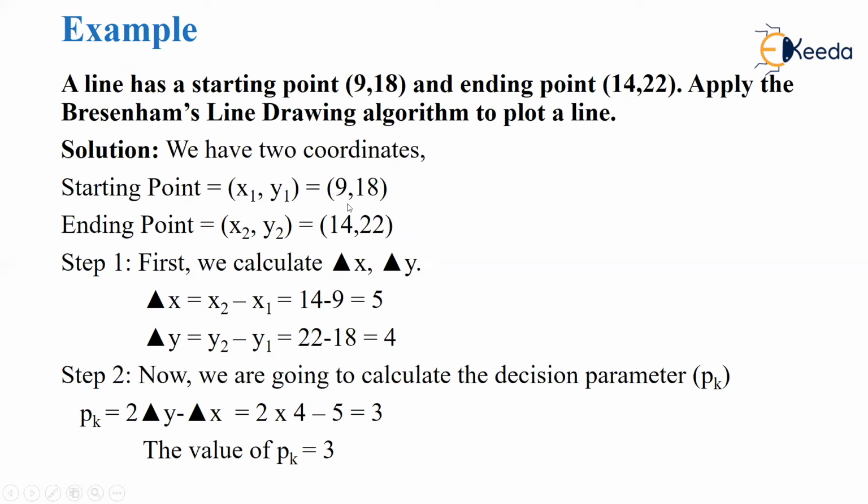First we will calculate the difference between these two pixels. From that we will find the values of delta x and delta y as 5 and 4. Now we have to calculate the error term using the formula 2 delta y minus delta x. So we put the values of delta y and delta x here, and we will get the value of the error term as 3.